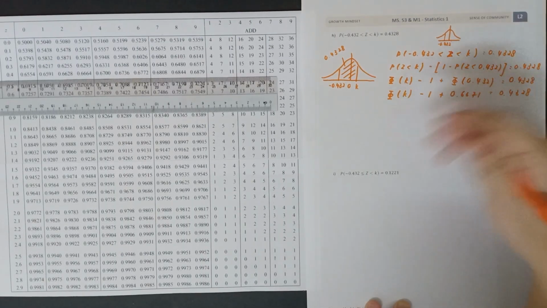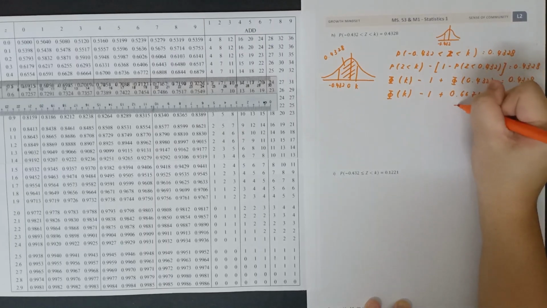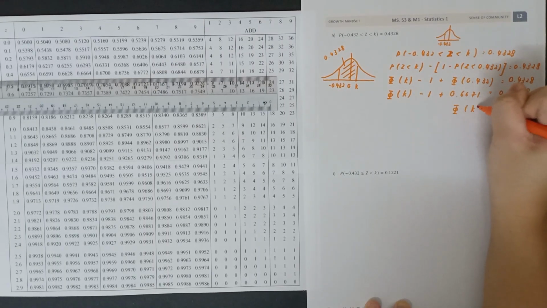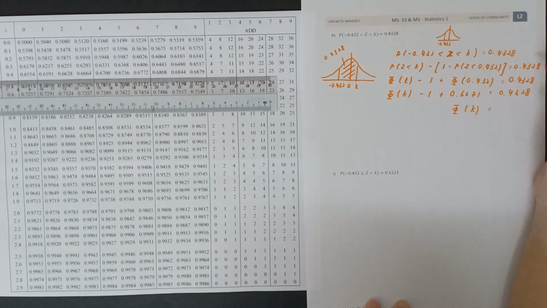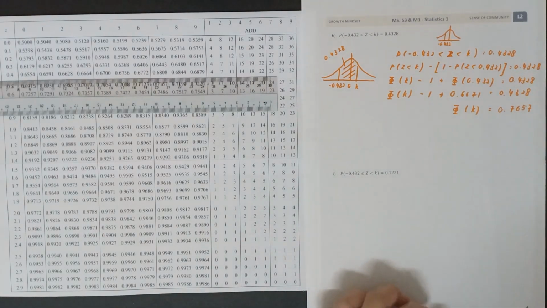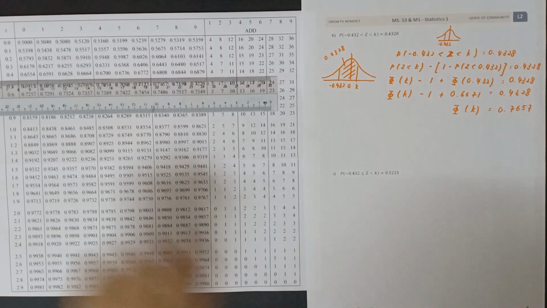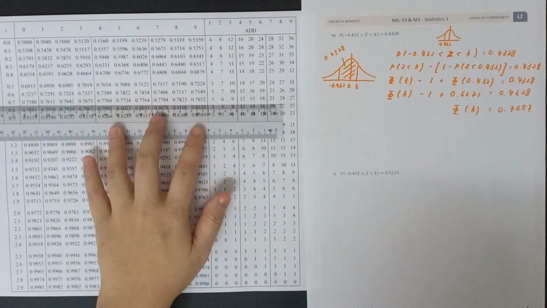Then we'll try to put them together. For all the numbers, you can solve it. So you should be able to get an answer of 0.7657. 8 minus 1, 7, yeah, correct. Let me check it again. Yeah, okay. So after that, you can find it in your table, 7657.